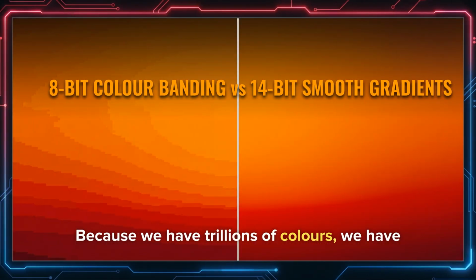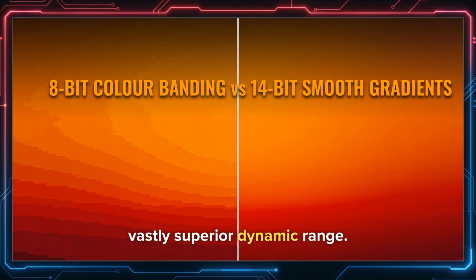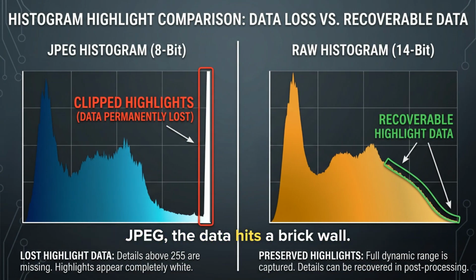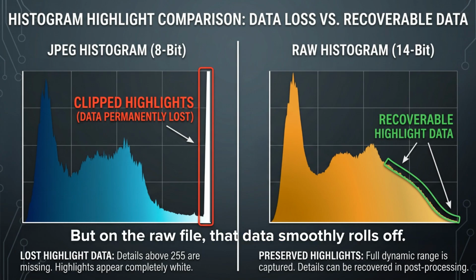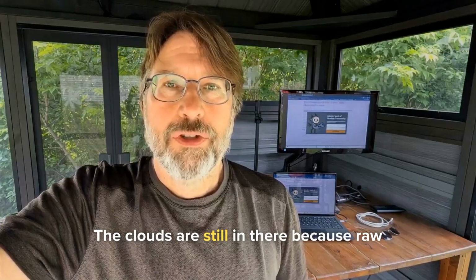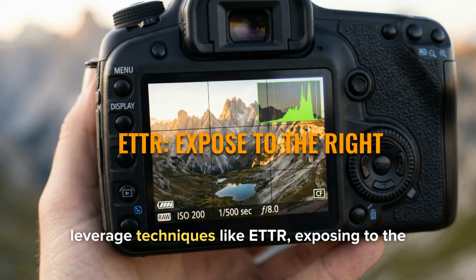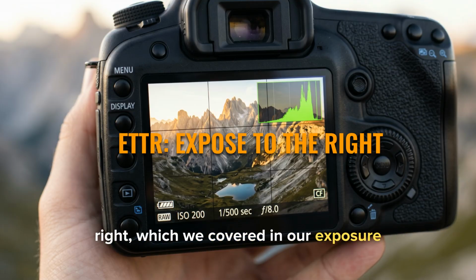Because we have trillions of colors, we have vastly superior dynamic range. If we look at the histogram for a blown-out JPEG, the data hits a brick wall. It clips. But on the RAW file, that data smoothly rolls off. The clouds are still in there. Because RAW preserves so much data, you can confidently leverage techniques like ETTR, exposing to the right, which we covered in our exposure module.